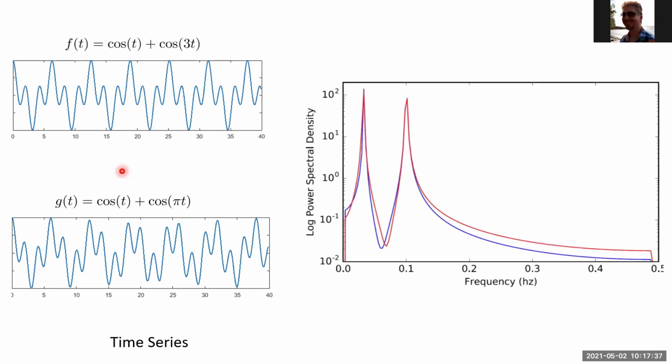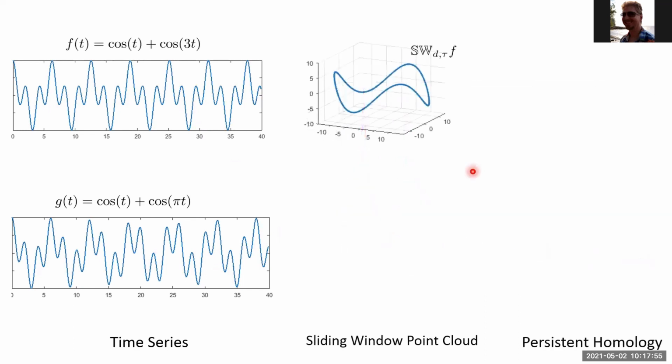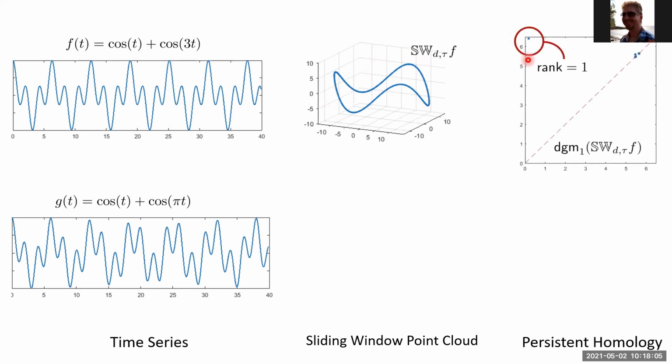However, when you look at the Fourier spectrum, in particular the power spectral density, these look very similar, in terms of the density and spectral information. However, when you look at the sliding window embedding, since this function is periodic, of course the sliding window embedding is going to be a circle, and when you compute persistence, you're going to see a very strong one-dimensional feature.